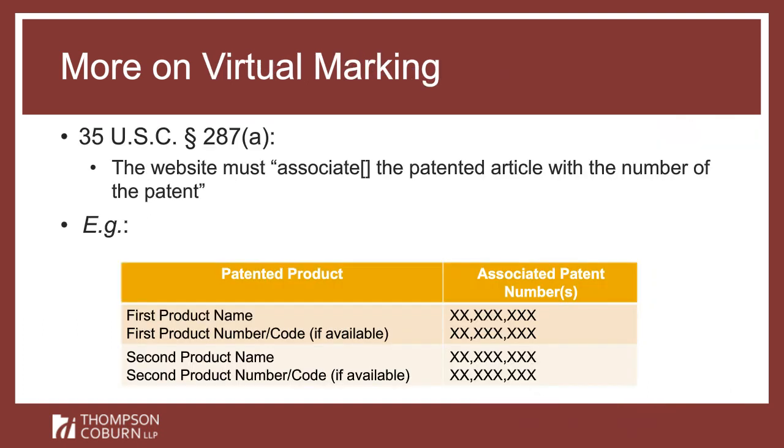Moving back to the virtual marking issue that we discussed earlier, it's not sufficient to simply have the website on your product, and then when a member of the public goes to that website, for it to simply list a couple patent numbers, or five or ten patent numbers. Instead, the patent statute requires you to specifically associate products with the patents that cover those products. So often the simplest way of doing that is going to be some kind of table on your website, as shown on the slide.